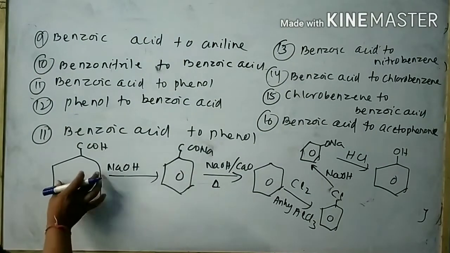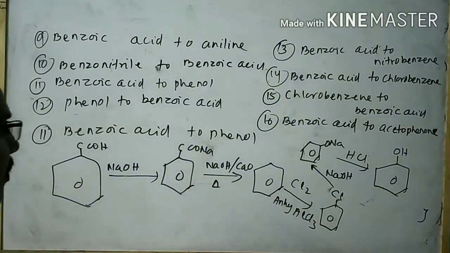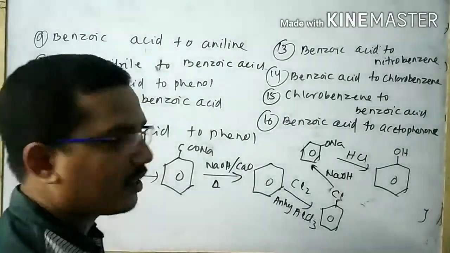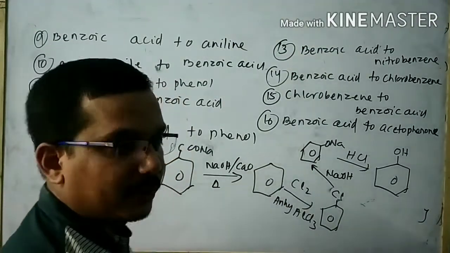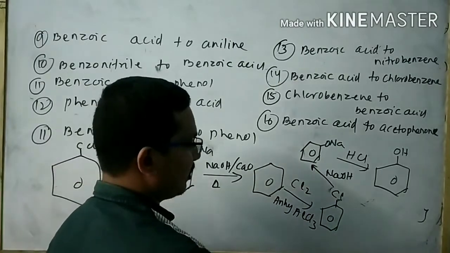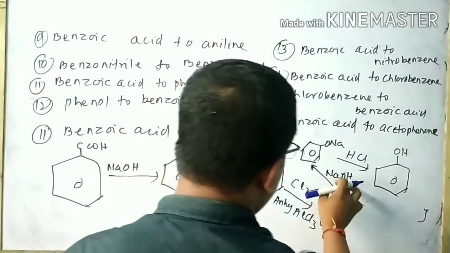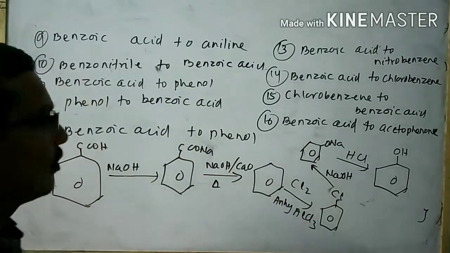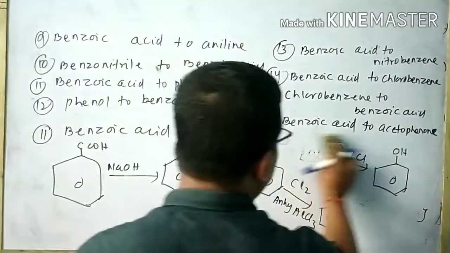Again I will repeat. Benzoic acid is subjected to reaction with sodium hydroxide. Sodium benzoate is formed. Sodium benzoate is subjected to reaction with sodium hydroxide in the presence of calcium oxide. Then benzene is formed. Then benzene is subjected to halogenation. Then chlorobenzene is formed. Then chlorobenzene follows the Dow process to form phenol. That means chlorobenzene is subjected to reaction with sodium hydroxide. Sodium phenoxide is formed. Sodium phenoxide is subjected to reaction with HCl gives phenol.